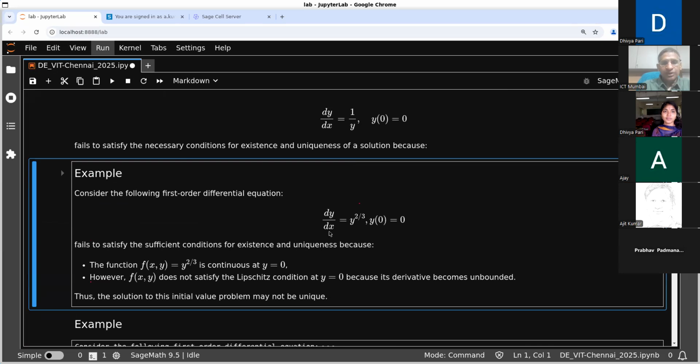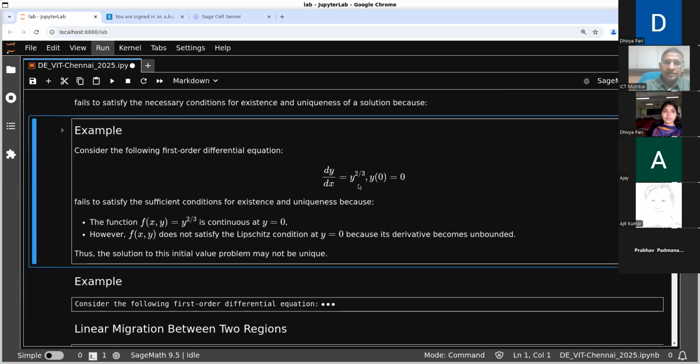Similarly, you can look at, for example, dy/dx is equal to y to the power 2/3, with y(0) equal to 0. This differential equation also, the right hand side, does not satisfy the Lipschitz condition, though the first condition is satisfied. For example, y to the power 2/3 on non-negative y is continuous, but it does not satisfy the Lipschitz condition, as the partial derivative with respect to y is not bounded.